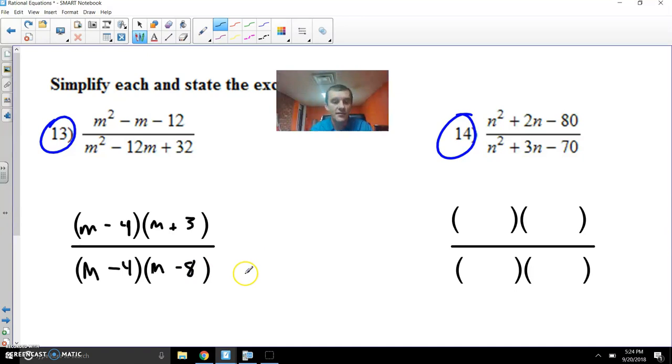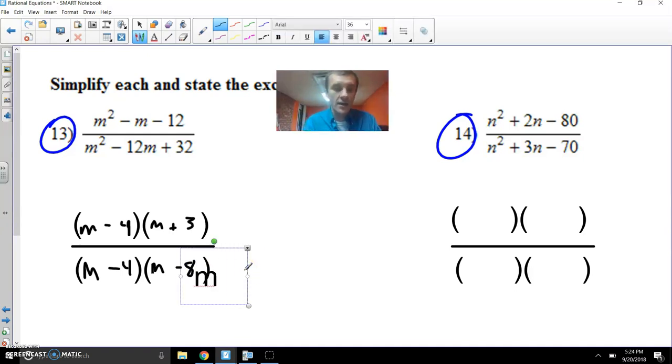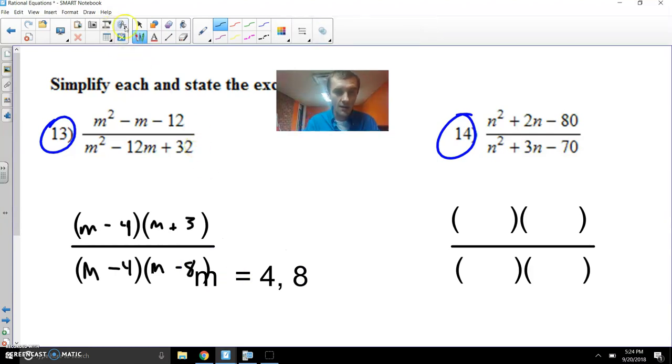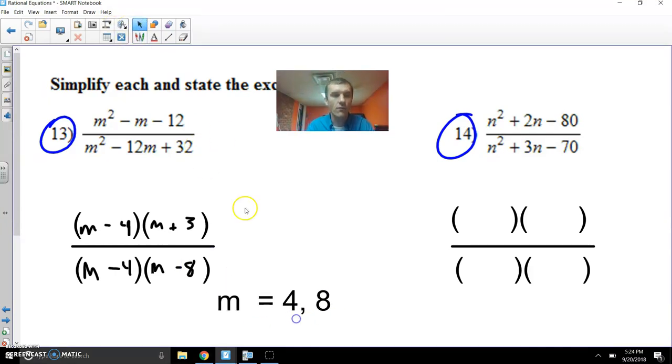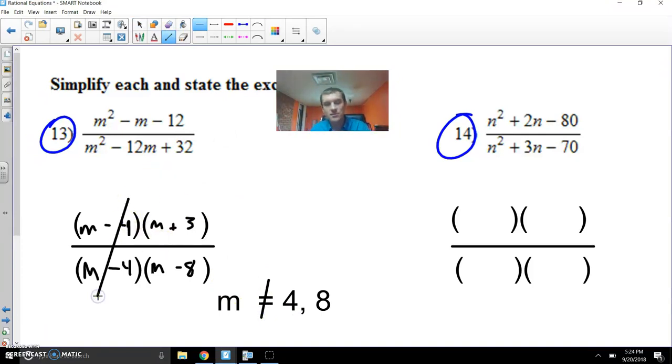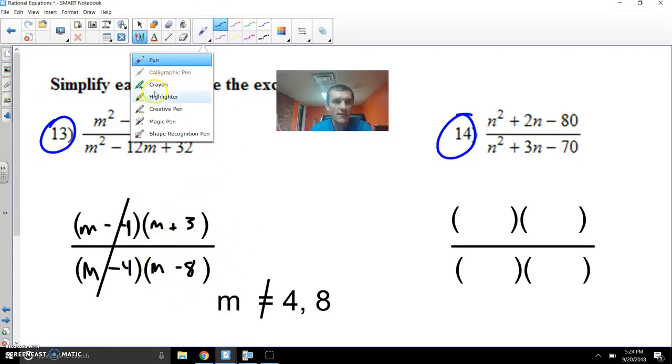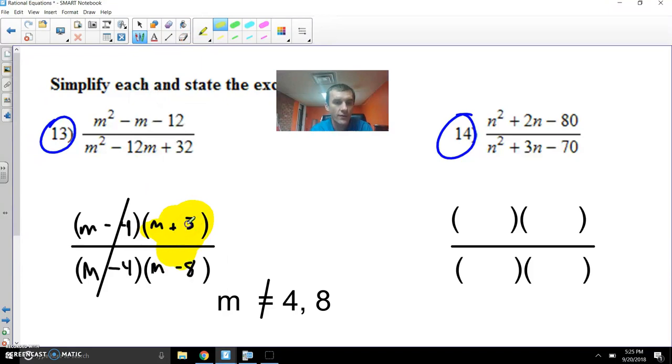Once I've factored it, I may want to stop and say, okay, m, if it was 4 or 8 for this denominator part, I would have a problem because that would make it equal 0, and you can't divide by 0. So I'm going to cancel these two out, and m plus 3 over m minus 8 is my final answer. And I'm done.